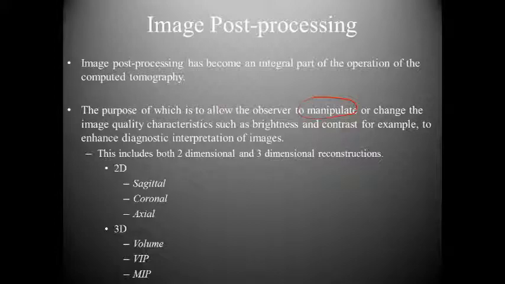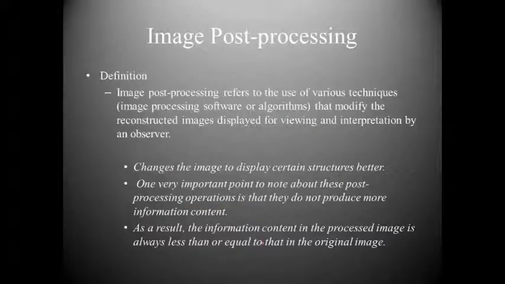This is accomplished through the use of sagittal, coronal, and axial scans in the 2D plane. These normally fall under the banner of MPRs or multiplanar reconstructions. Then we get into 3D, where we have volume, VIP, and MIP. So the definition of image post-processing is the use of various techniques, such as processing software or algorithms, that help to modify the reconstructed images displayed for viewing and interpretation by an observer. So you definitely want to know this definition.